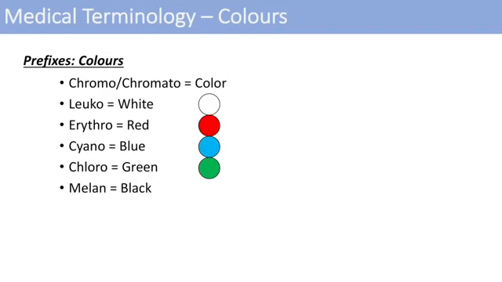Melan or melano is black, so melanoma. And the last one, which you very rarely hear, is flav. It means yellow. So you guys may have heard of these before. Leuco for white, leukocyte. Red blood cells or erythrocytes.